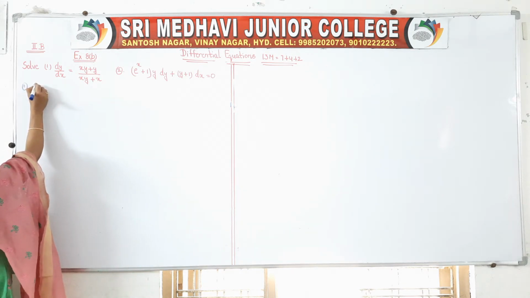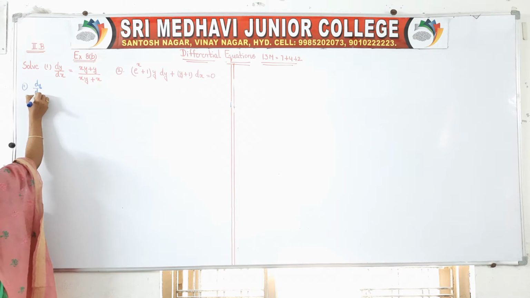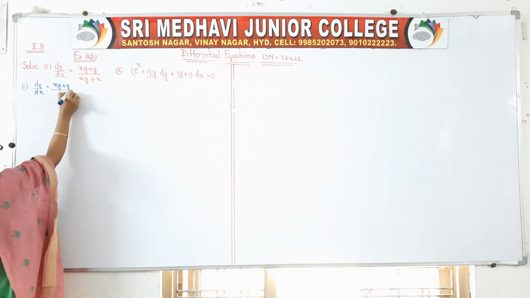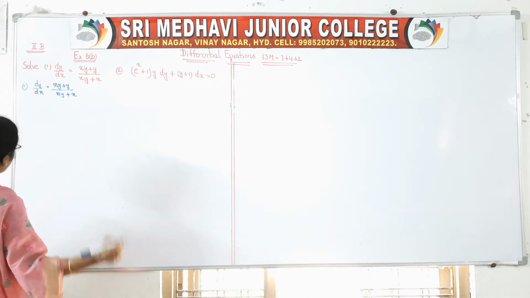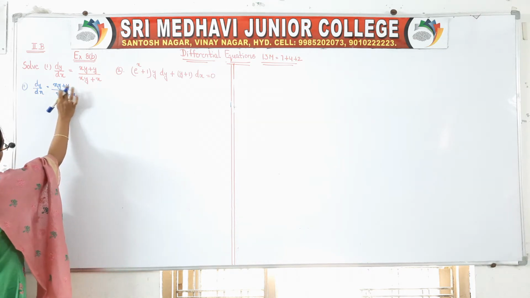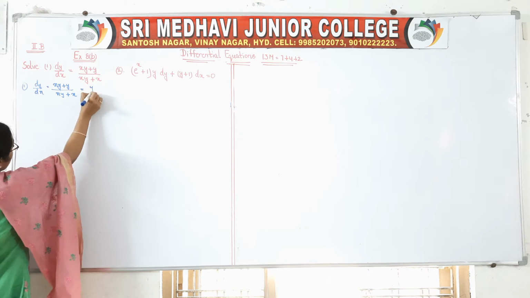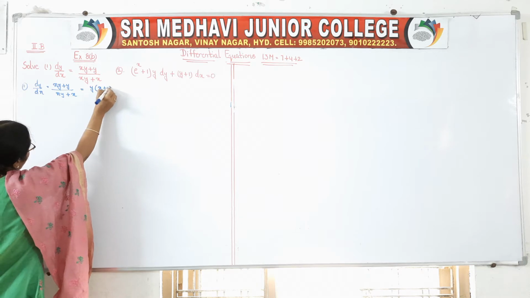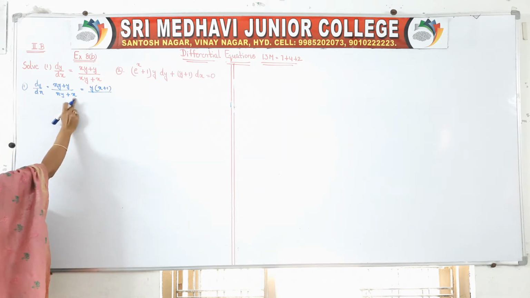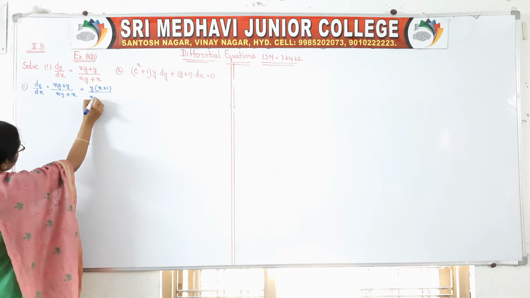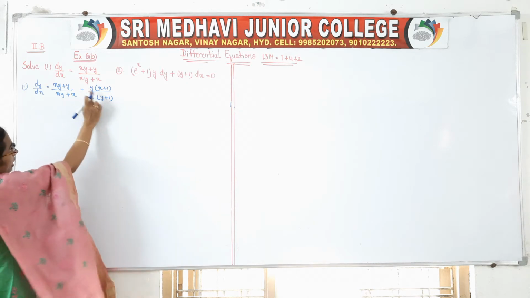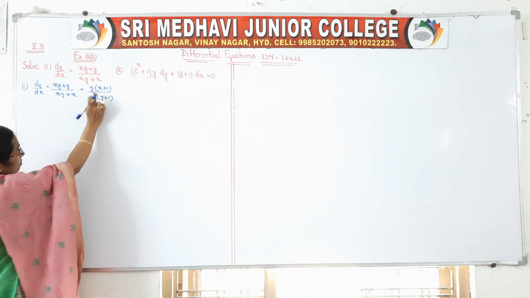What is your first question? It is dy by dx is equal to (xy plus y) by (xy plus x). Observe this problem carefully, numerator and denominator. In the numerator, y can be taken common, isn't it? Both terms are having y, so y can be taken common. In the denominator, if you observe, both terms are having x, so x can be taken common, y plus 1. So, y by (y plus 1) is there, (x plus 1) by x.